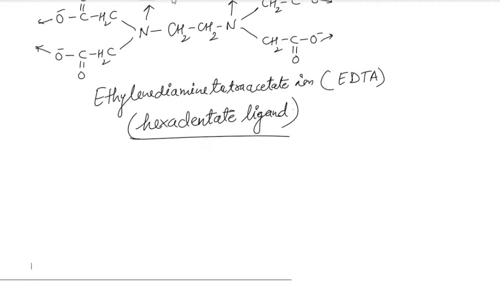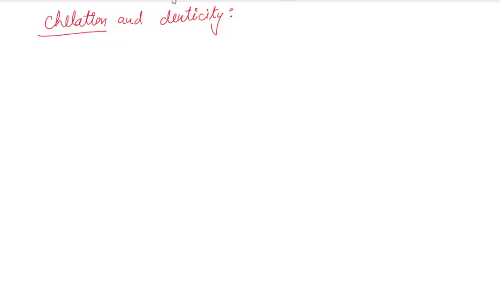Yes. Now chelation and denticity. Chelation and denticity. If the ligands with two or more donor atom groups are positioned in such a way that they form a 5 or 6 membered ring with the central metal ion, then the ligands are called chelating ligands.